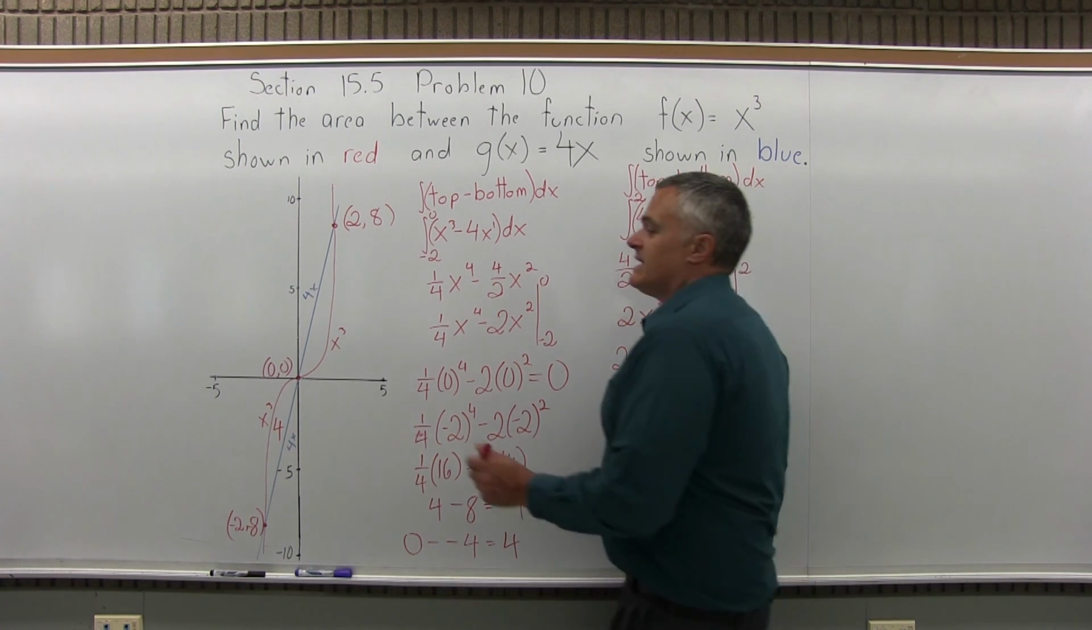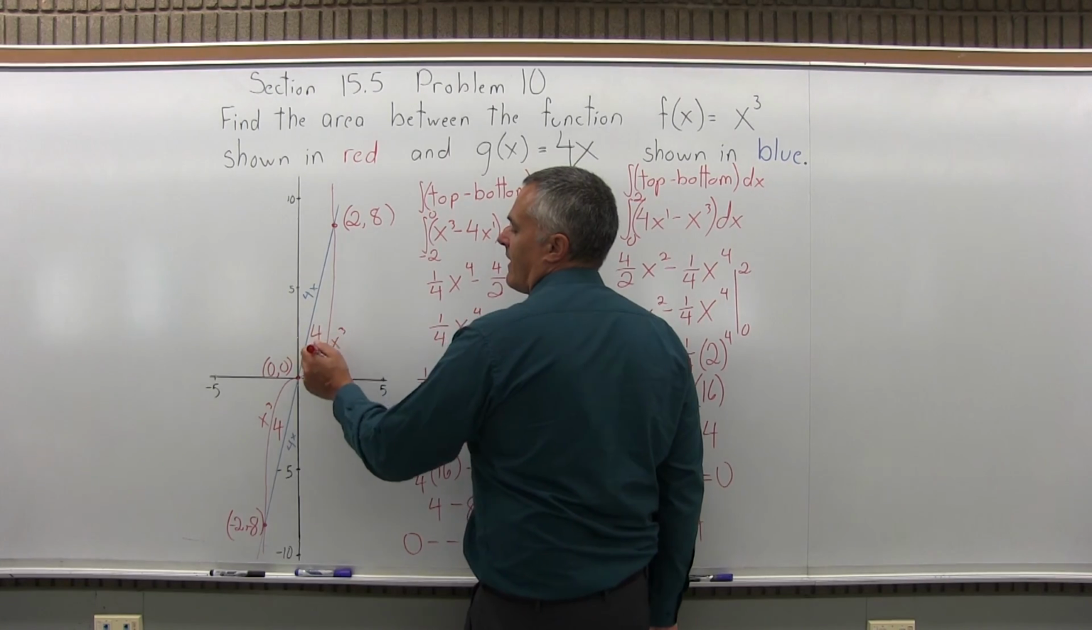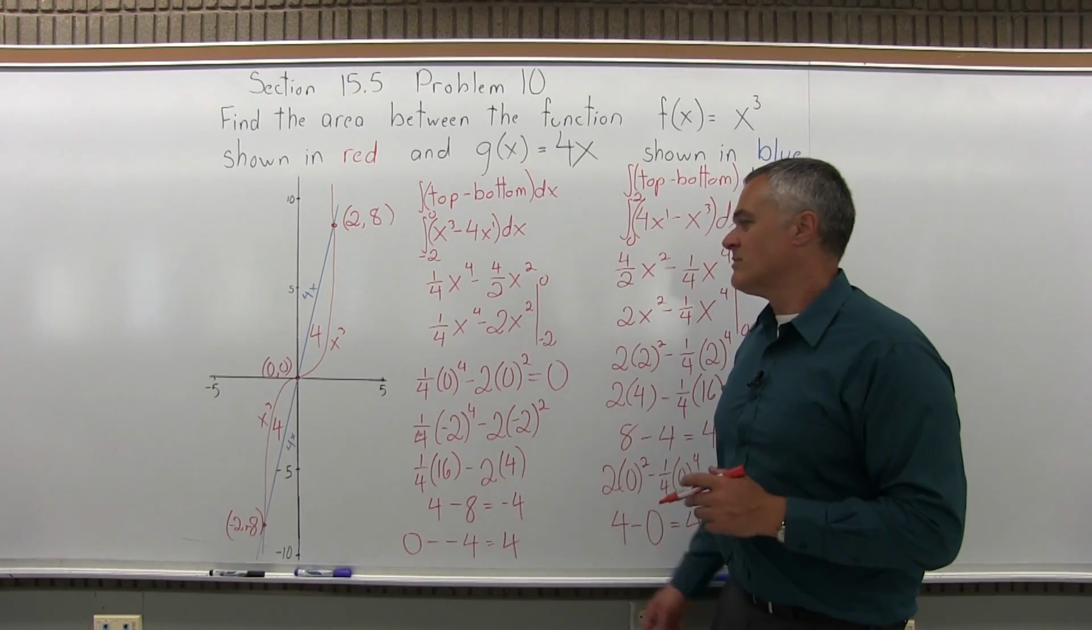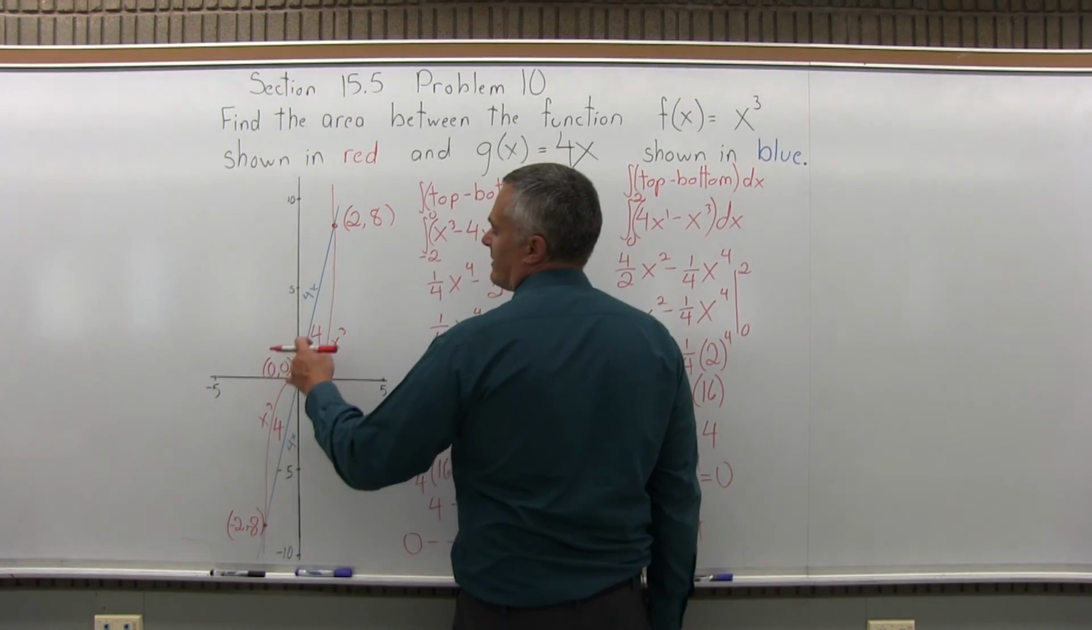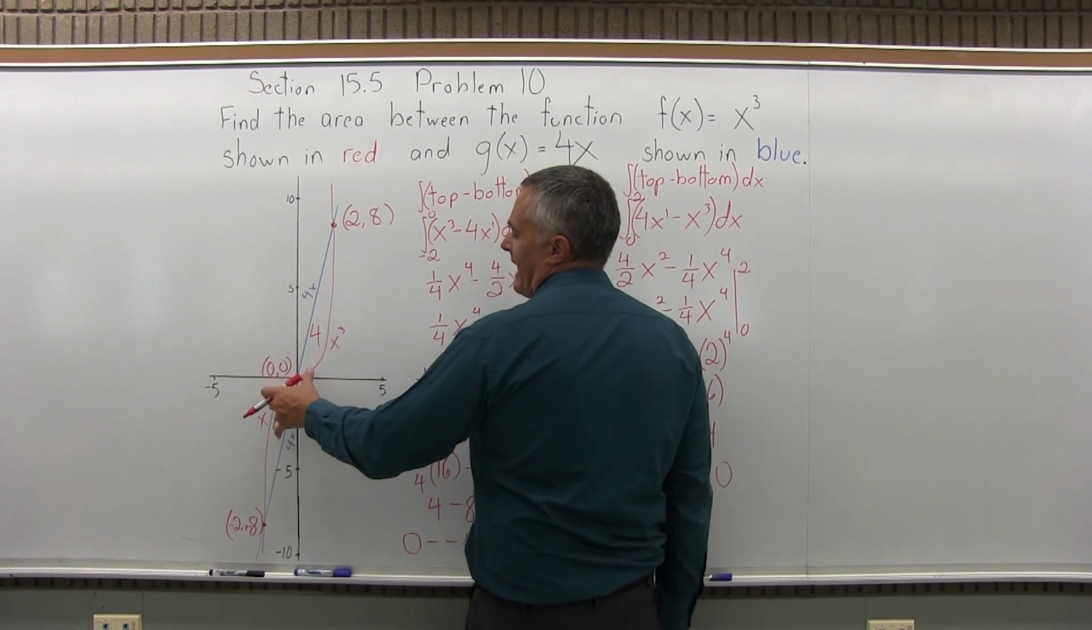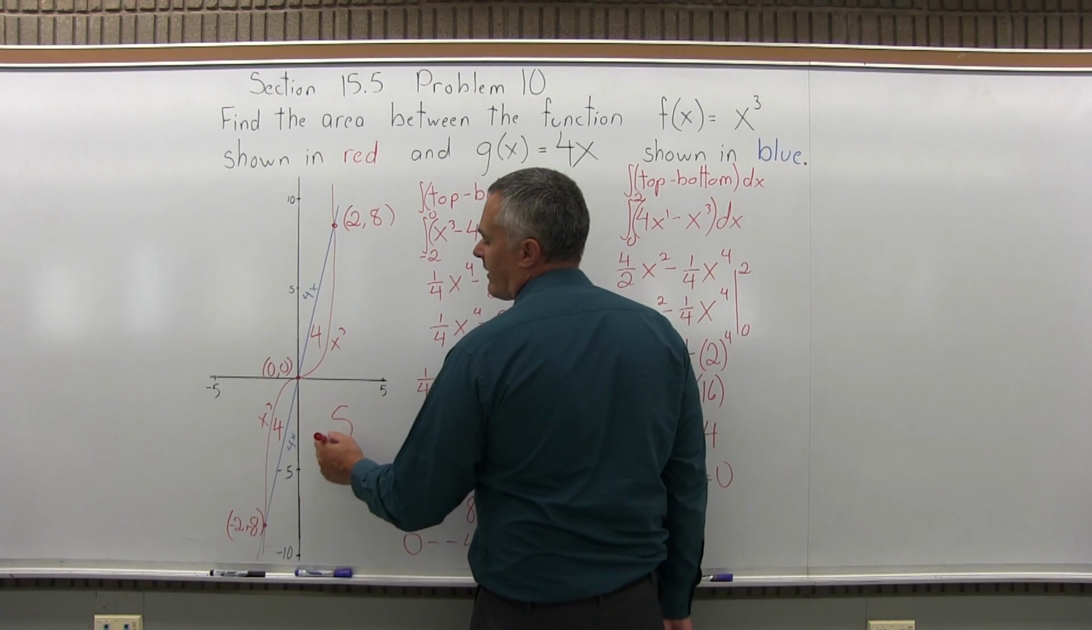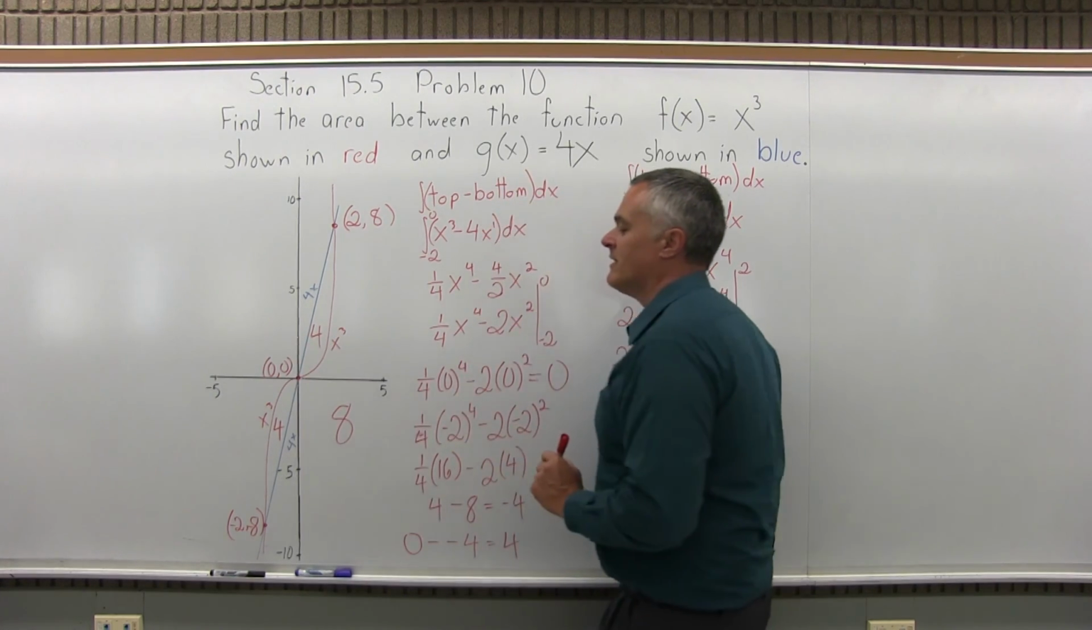So sure enough, as I had suspected, the upper portion of the graph is also 4. So I have 4 from the lower left, 4 more from the upper right, add 4 plus 4 more. The total area between the red graph and the blue graph is 8.